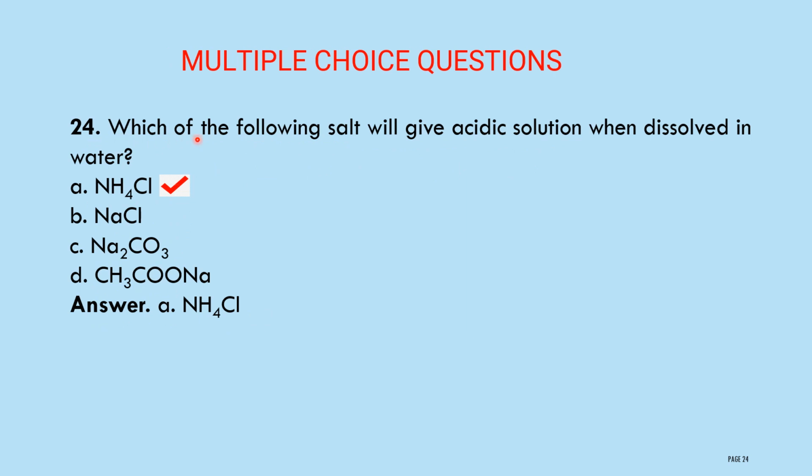Question number 24. Which of the following salts will give an acidic solution when dissolved in water? Option A, ammonium chloride. Option B, sodium chloride. Option C, sodium carbonate. Option D, CH3COONa. Here the correct answer for this question is ammonium chloride. It will give an acidic solution when dissolved in water.